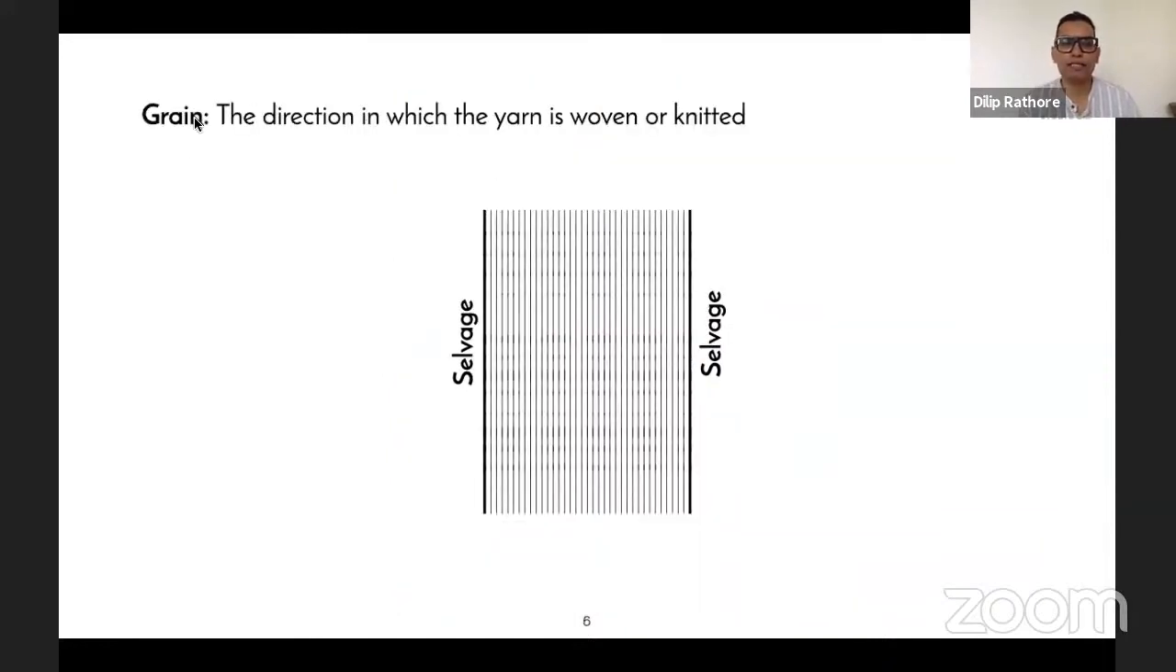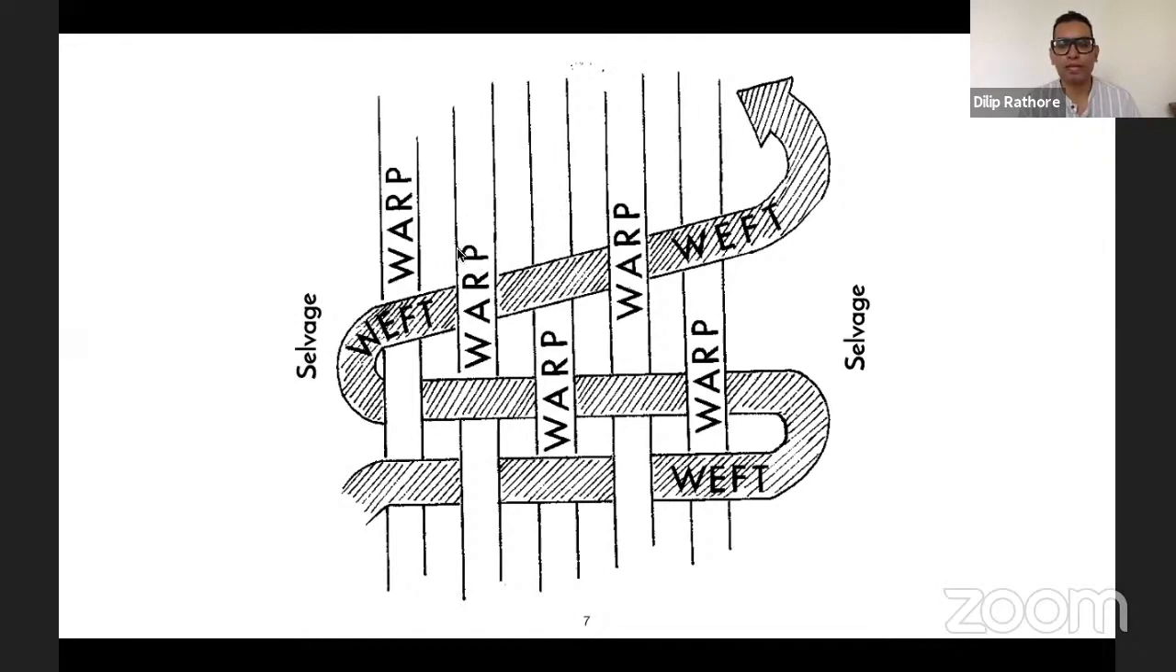Now, the grain is the direction in which the yarn is woven or knitted. In terms of woven, we say it is a grain. So the fabric is woven like this vertically. First, the warp is put, and then the weft is put horizontally. We are going to see some video now to understand what a grain is. So understanding the fabric is very important to understand the grains.